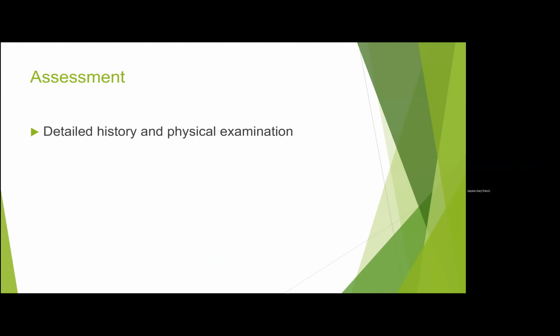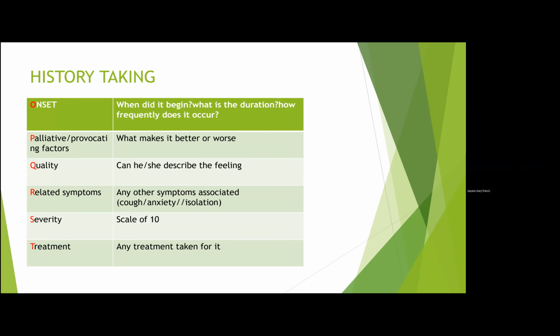Now we have understood all the causes, who can get treated, who wants treatment, and how malignancies can cause breathlessness. Now we are going to assessment. We are going to see the patient. We take a detailed history and we do a physical examination. In the history, we include everything like we usually do: onset, when did it begin? What is the duration? How frequently does it occur? It's the same as how we assess pain.